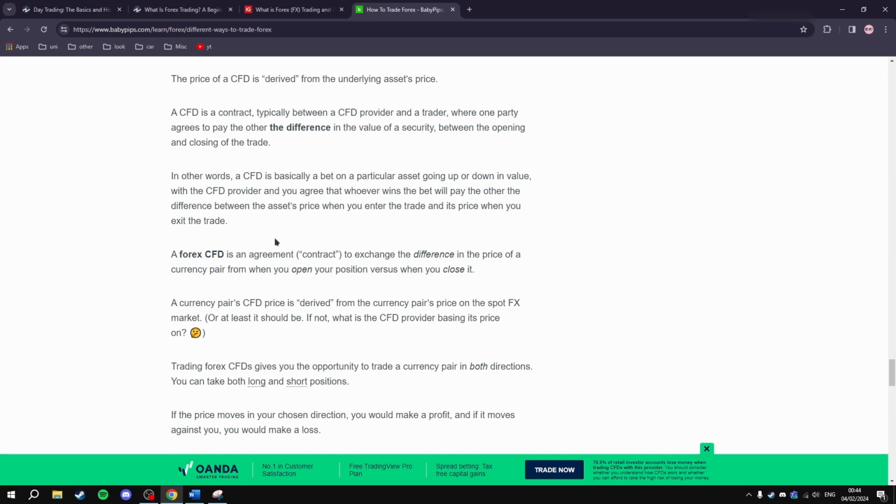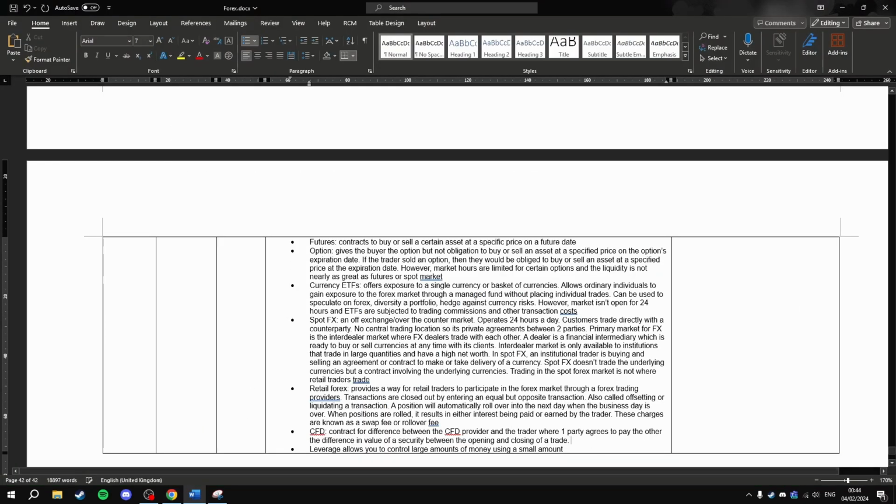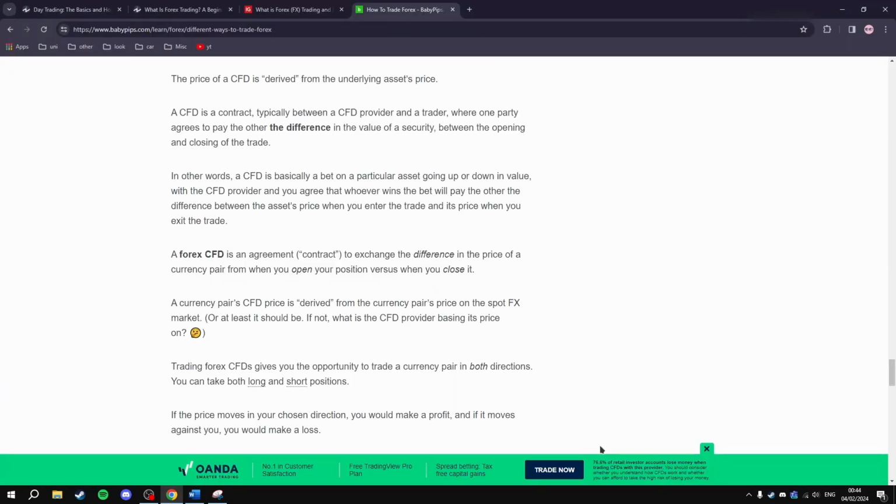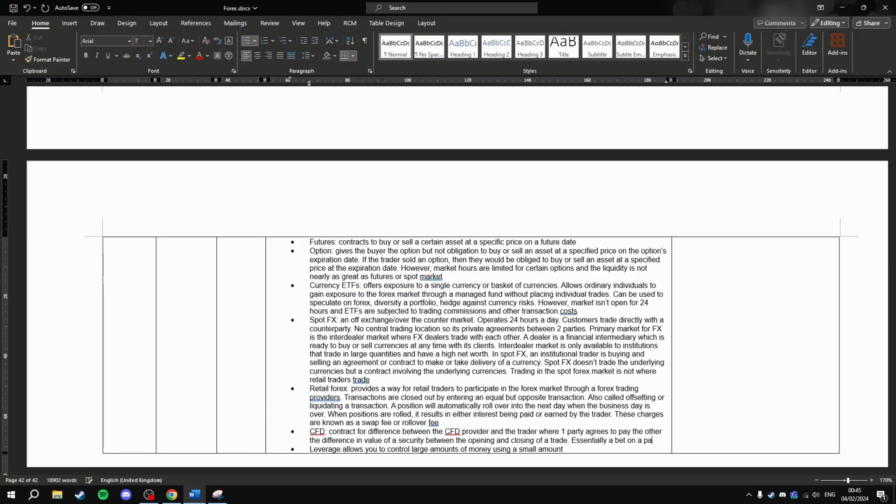In other words, a CFD is basically a bet on a particular asset going up or down in value. You and the CFD provider agree that whoever wins the bet will pay the other the difference between the asset's price when you enter the trade and its price when you exit the trade. So essentially a bet on a particular asset going up or down in value.